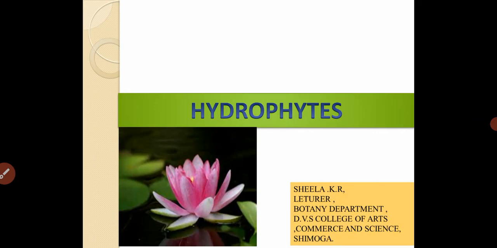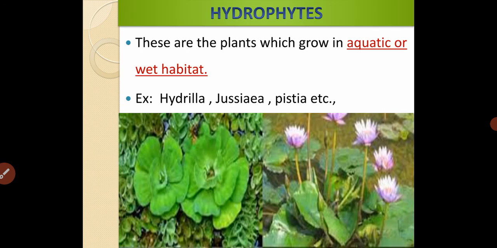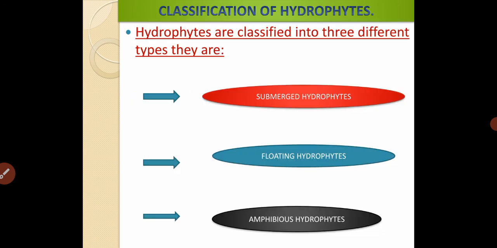In this class I am going to discuss with you about hydrophytes. Hydrophytes are plants which grow in aquatic or wet habitat. Examples: Hydrilla, Jussiaea, Pistia, etc.